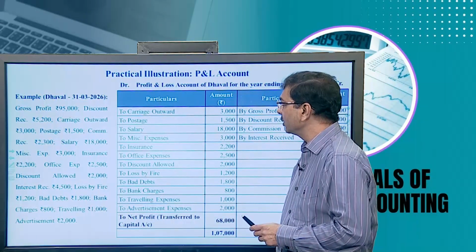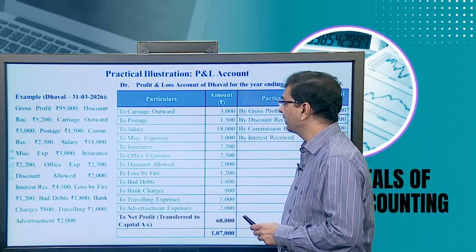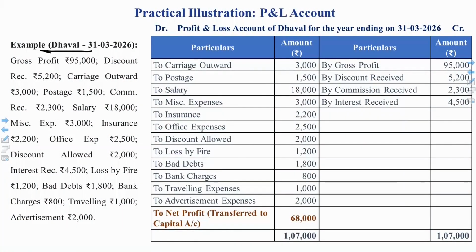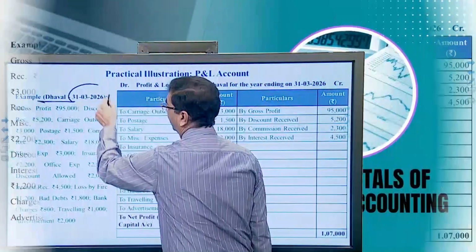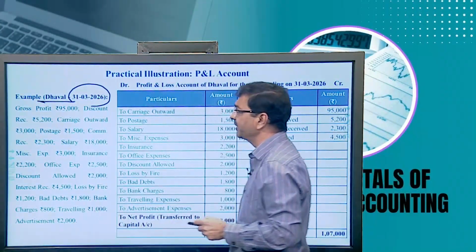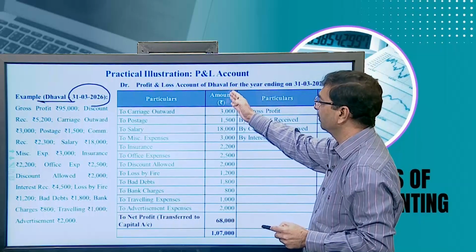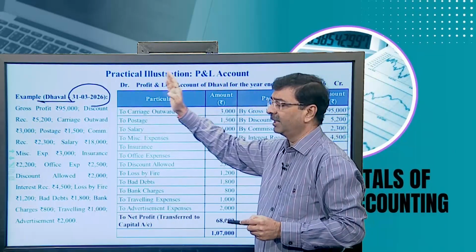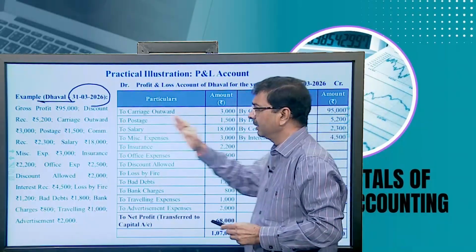Now, this is your practical problem of profit and loss account. Here we are preparing a profit and loss account in Dhaval's books, and the date is 31st March 2026. So, profit and loss account of Dhaval for the year ending 31st March 2026. The title, debit and credit. Now, we will see the items.